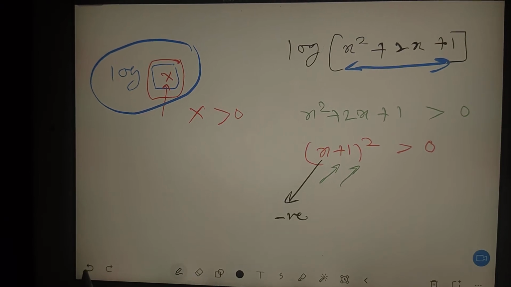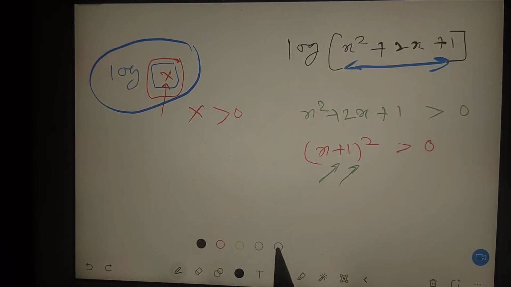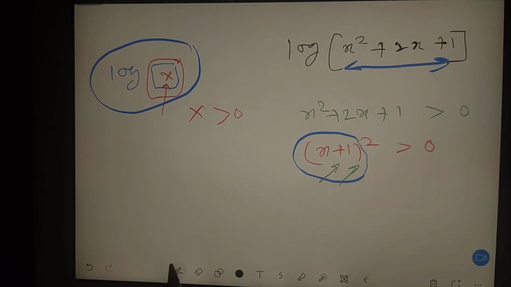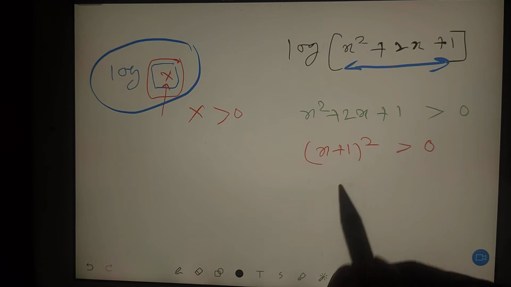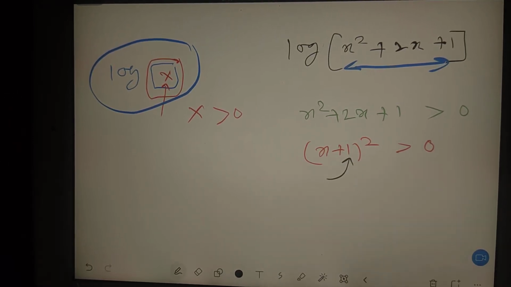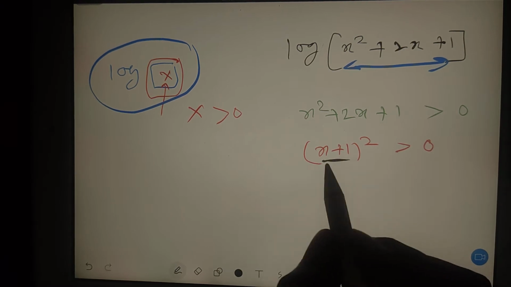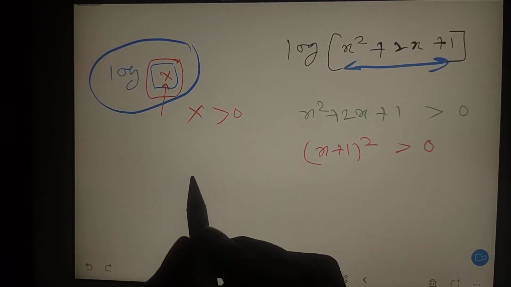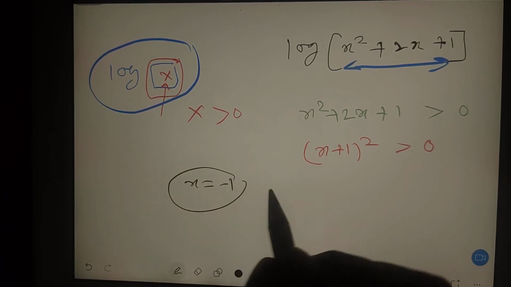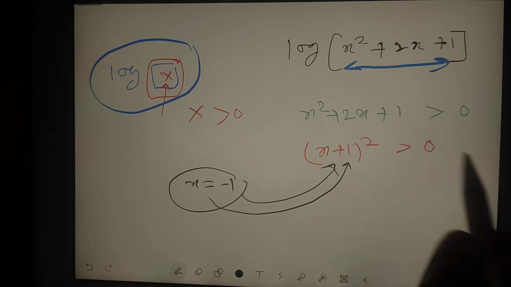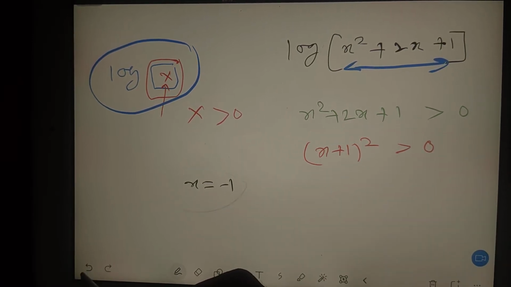So I am giving you a trick. The trick is very good. Inside the bracket, whatever number is written next to the x will help you find the critical point. What is the critical point? This is x plus 1, right? So you go for x equal to minus 1. x equal to minus 1 can make this number 0. But 0 we don't have to take because we have to take greater numbers.